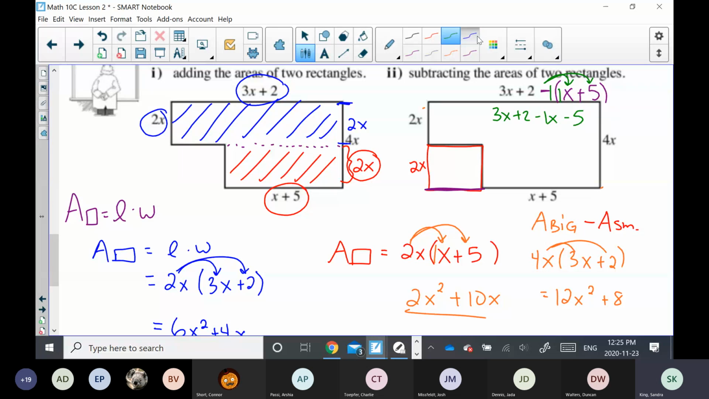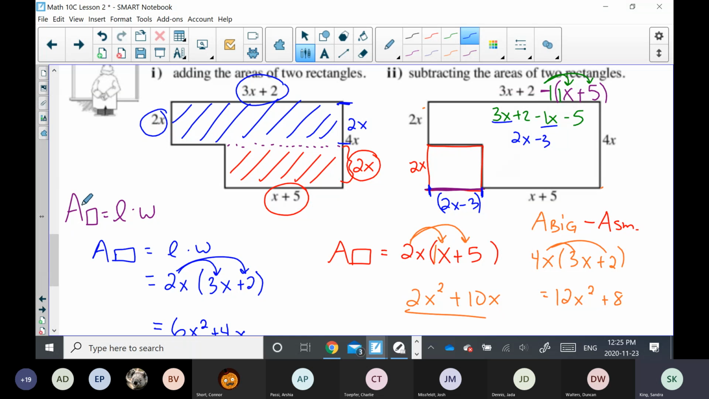Join your like terms together. 3x minus 1x is 2x. 2 minus 5 is -3. So this guy from here to here is 2x minus 3. Then you would have to find the area of this, so multiply this by this guy, right?